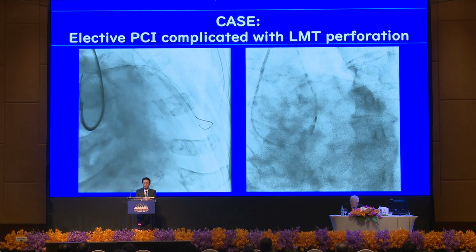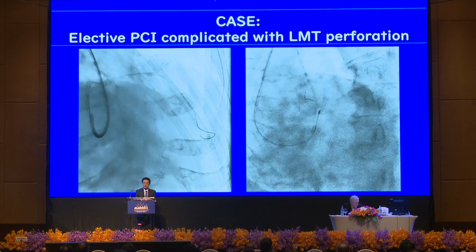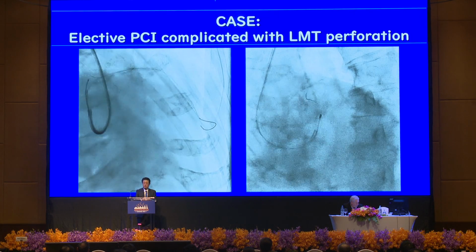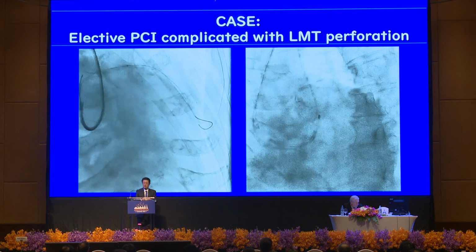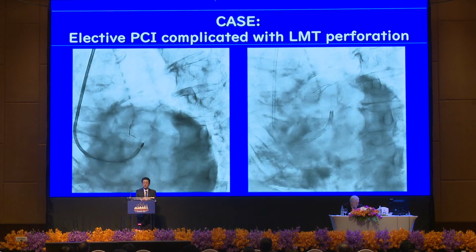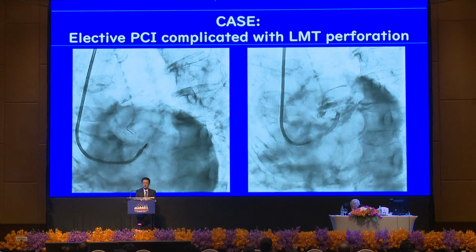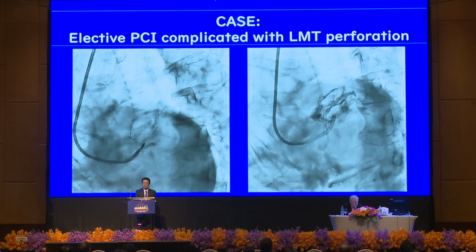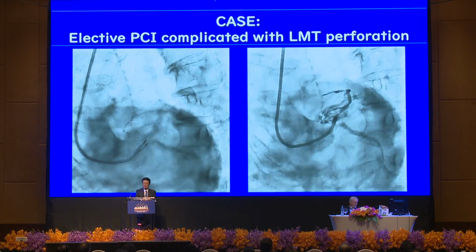This is the angiogram during the elective PCI. You can see the guide wire crossing, and you can see the diamond drill. The rotablator is treating the calcifications, which unfortunately made a perforation close to the left main stem, and she developed massive bleeding in the pericardium.